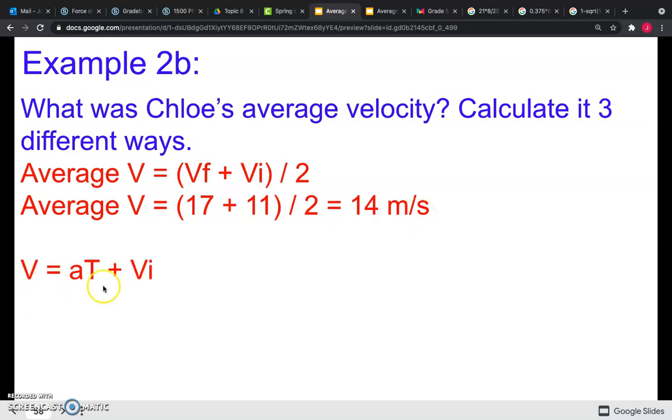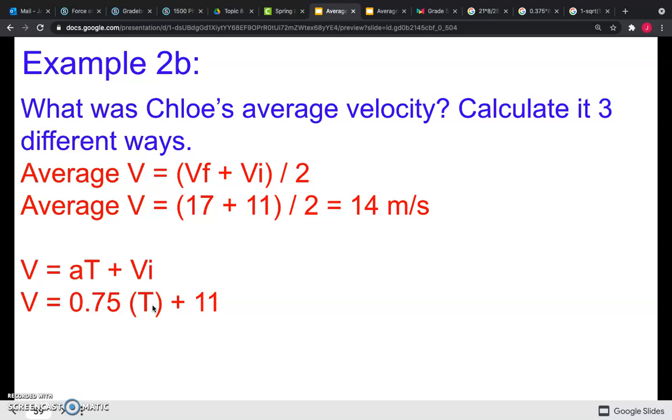Second way is we're going to use this formula. Velocity equals acceleration times time plus vi. Right. We know that the acceleration was 0.75. That was given in the problem. Same thing with the initial velocity. That was 11, also given in the problem. For the time, it took her 8 seconds to get to the bottom of the hill.